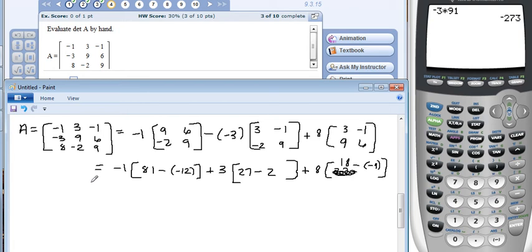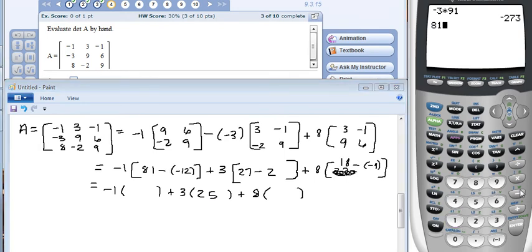All right. So now I'm going to do my inside pieces. Okay, so I'm going to fill these in. Just use the calculator. This one I don't have to. This one's pretty easy. 27 minus 2. So what we're doing is we're taking an 81 and we're subtracting a negative 12. Okay, so this one's 93. And here we're taking a 18 and we're subtracting a negative 9. That was 27.